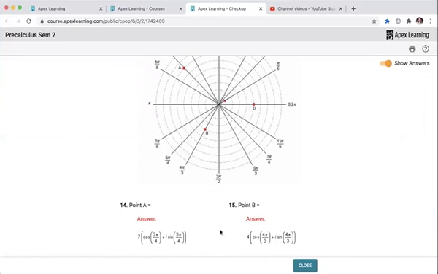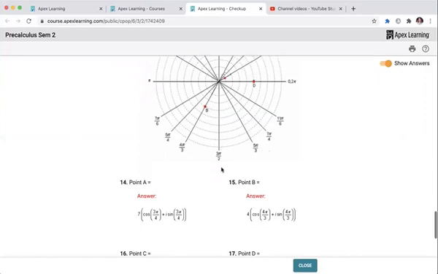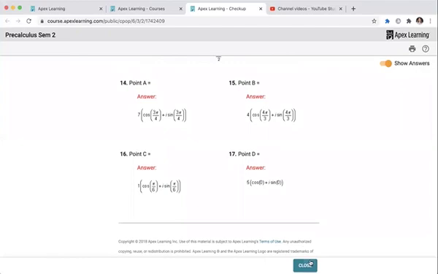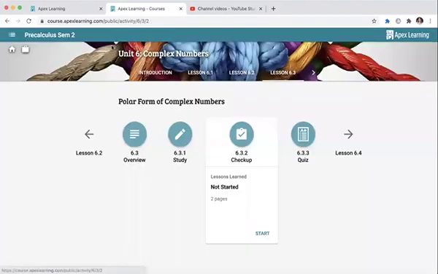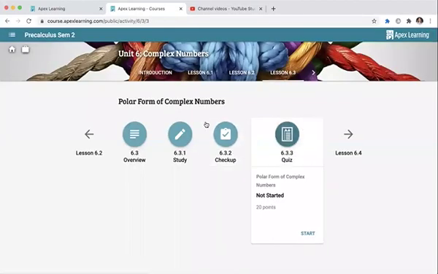And then we have cosine of 3 pi over 4 plus our imaginary part i times sine of 3 pi over 4. Okay, again, you can do that for all of these. So knowing how to do that is going to be super important. And obviously we have a quiz here, okay? So that wraps up polar form of our complex numbers. Again, you've got one quiz so far, all right?